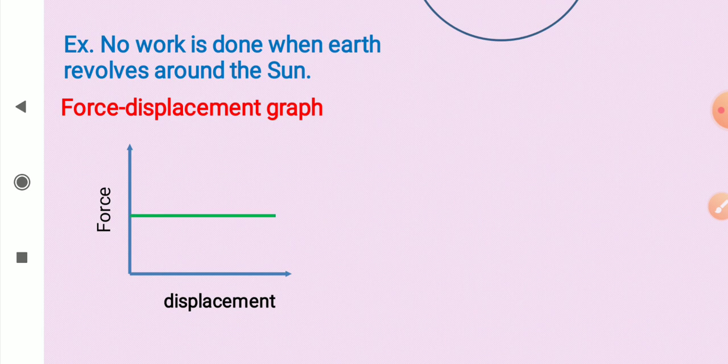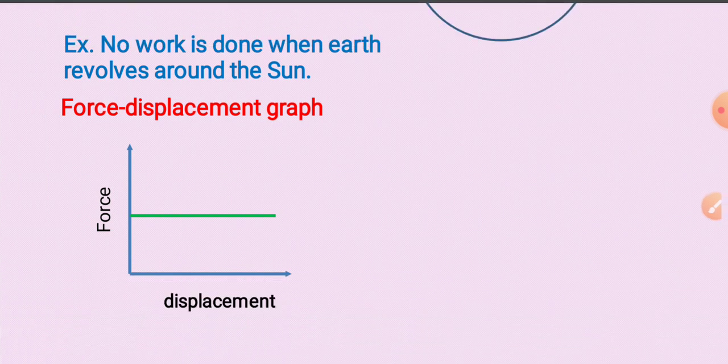So, a force-displacement graph, an important graph. If you take force on the y-axis and displacement on the x-axis, for constant force, you will get a horizontal line like this.